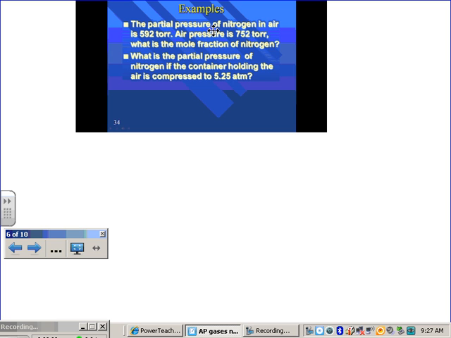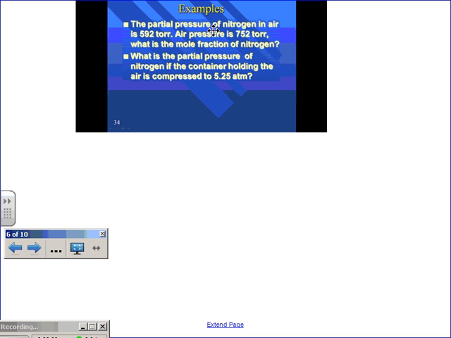Okay, so we're going to do the first example. The partial pressure of nitrogen in air is 592 torr. Air pressure is 752 torr. What is the mole fraction of nitrogen? Mole fraction is always the part you're trying to find over the total.